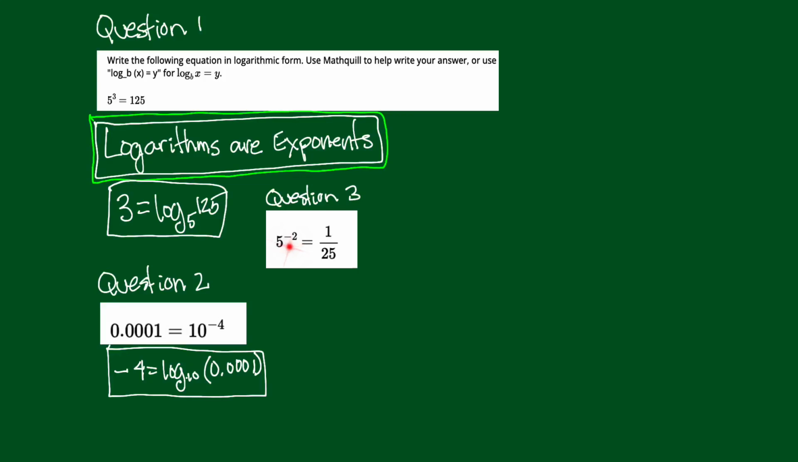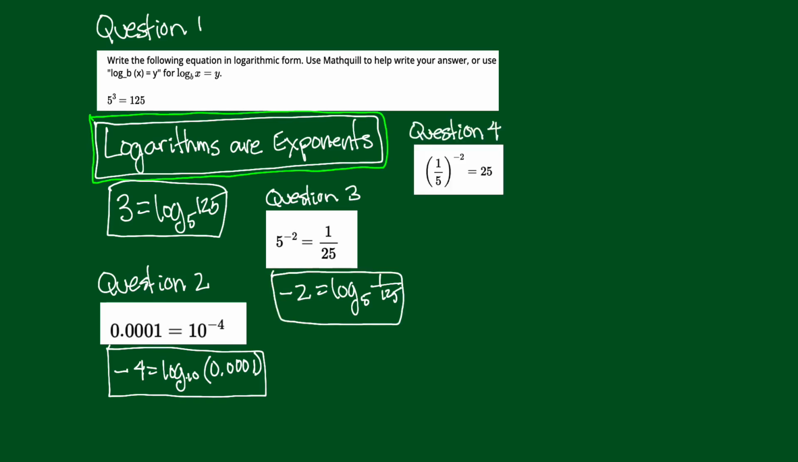Question 3, here's another exponential form. Let's convert it to log form. So logarithms are exponents. The exponent here is -2. So -2, that's equal to the logarithm. What's the base? 5. The only other number here is 1 over 125. And what it says is that the logarithm, base 5, is the exponent.